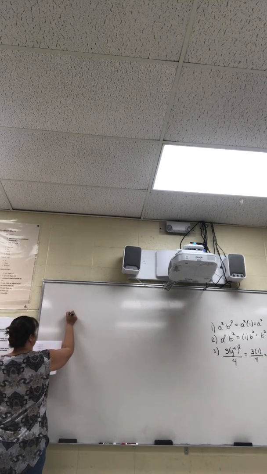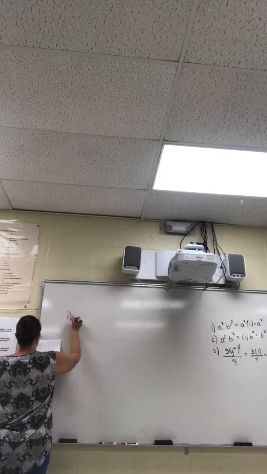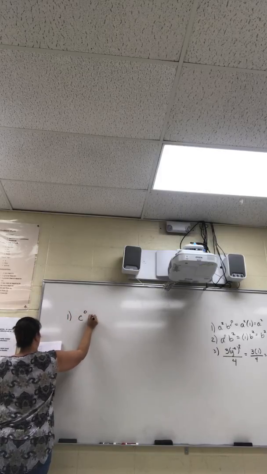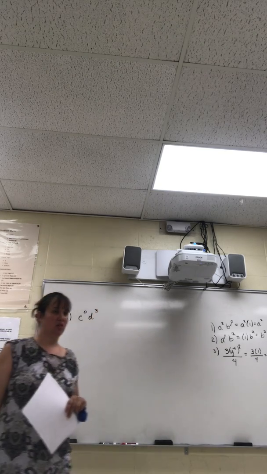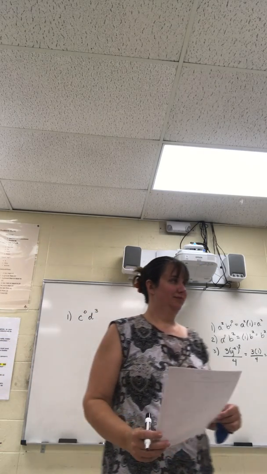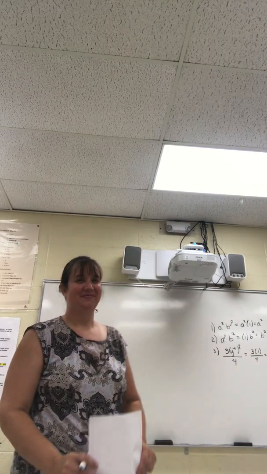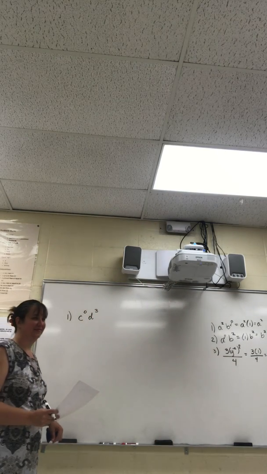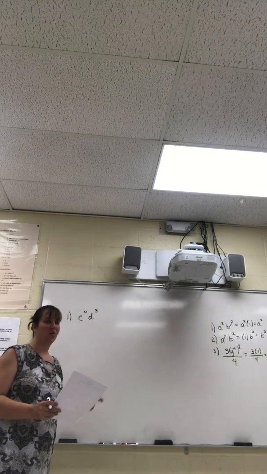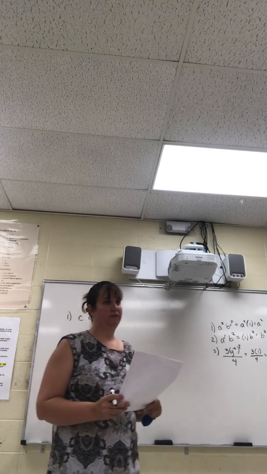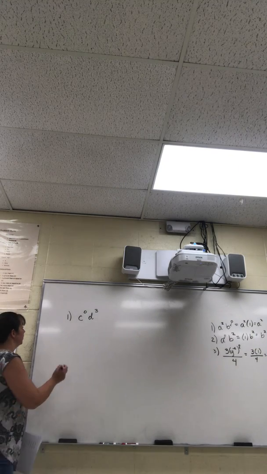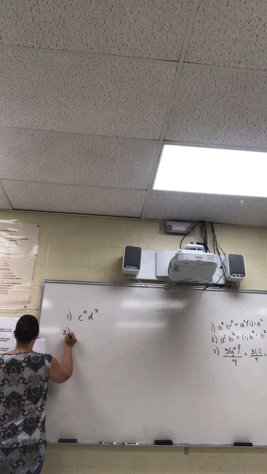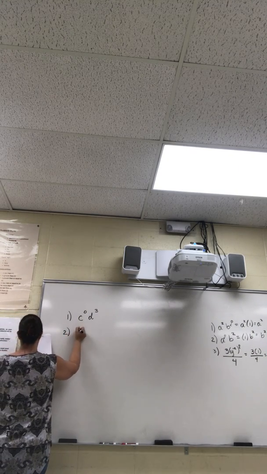So what we're going to do now is the first one we're going to do is going to be c to the 0 power d cubed. Okay, go ahead and solve that one. Okay, got one more person. Okay, good job. Everybody seemed to have got that one. Let's go ahead and look at the next one. One more question.